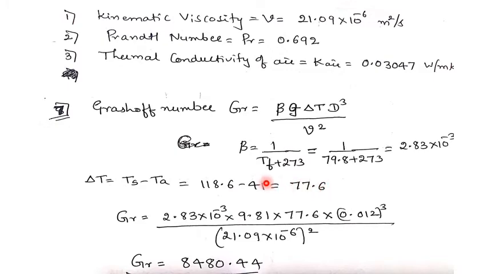Now we'll substitute these values to calculate the Grashof number. Grashof number is given by beta, 2.83 into 10 to the power minus 3, times g, 9.81, times delta T, 77.6, times the diameter of the fin, 12 mm, that is 0.012 meter, whole bracket cubed, divided by the kinematic viscosity squared, that is 21.09 into 10 to the power minus 6, whole bracket squared. So my Grashof number is 8480.44.